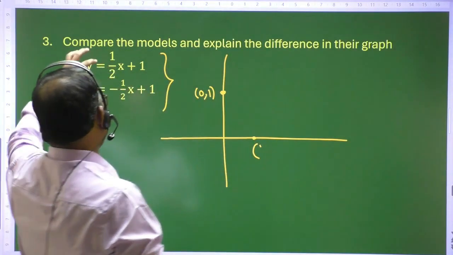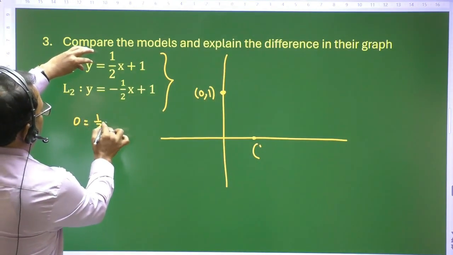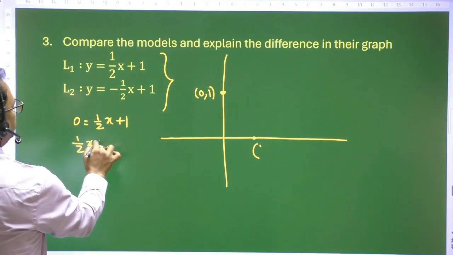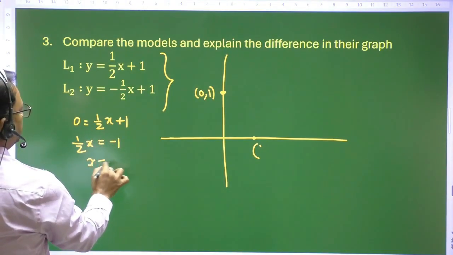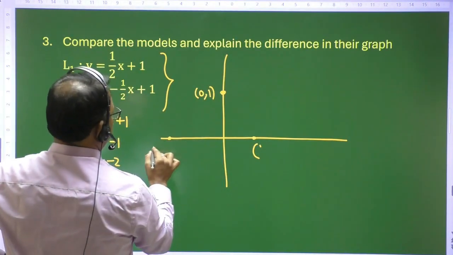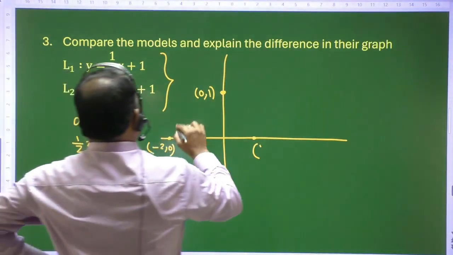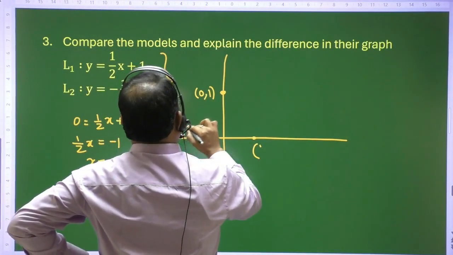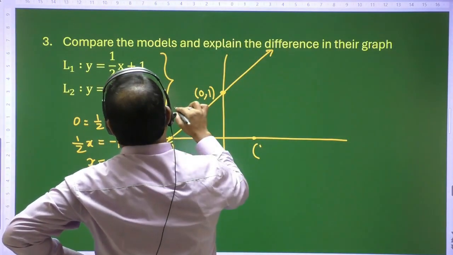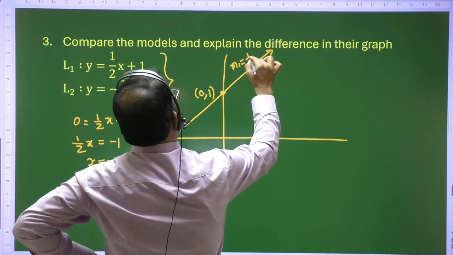Then you take y 0. If you put y 0, it will be half of x plus 1 equal to 0. That means half of x is equal to minus 1, x is equal to minus 2. So when x is minus 2, you have y value 0. So for the first line, you join like this one. Okay, this is for the L1 line, where m1 is equal to half.